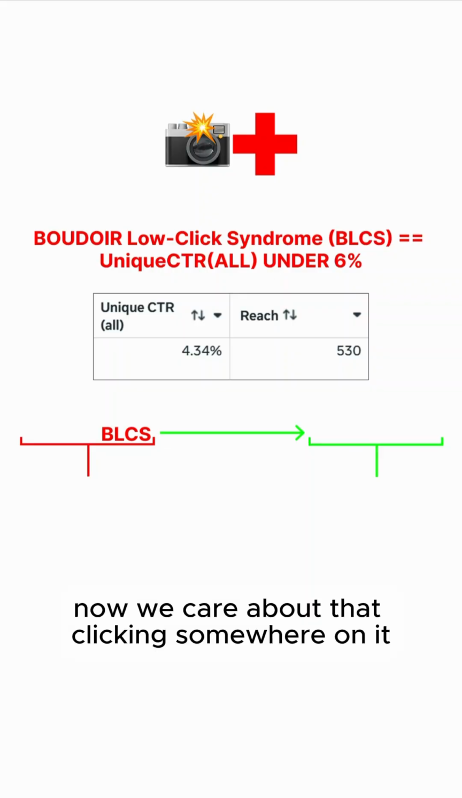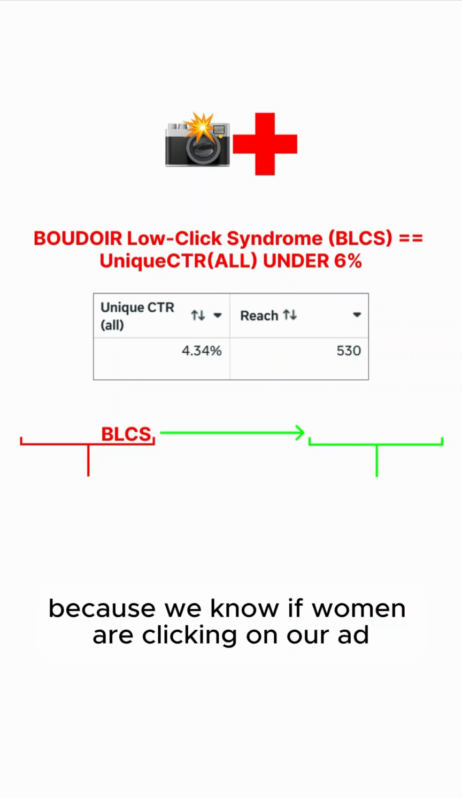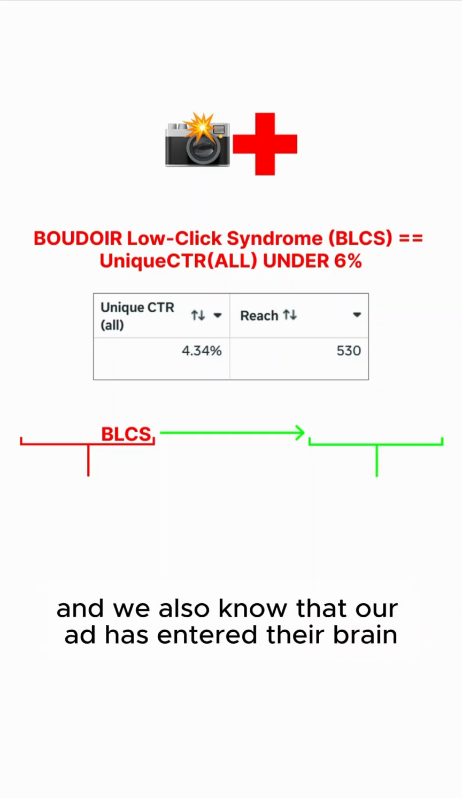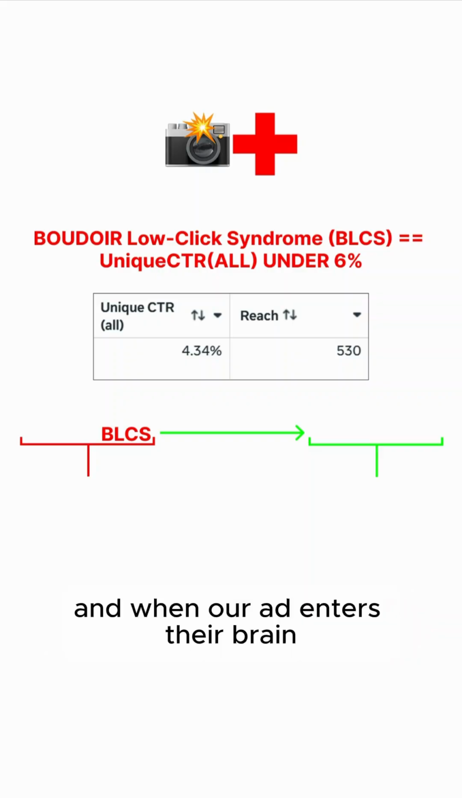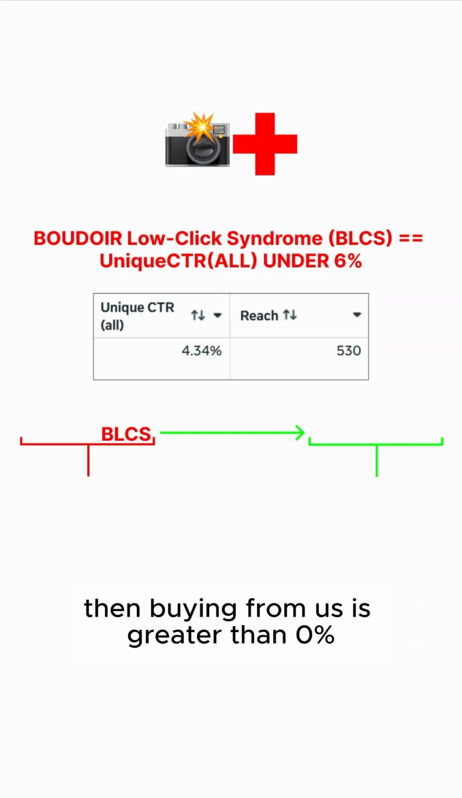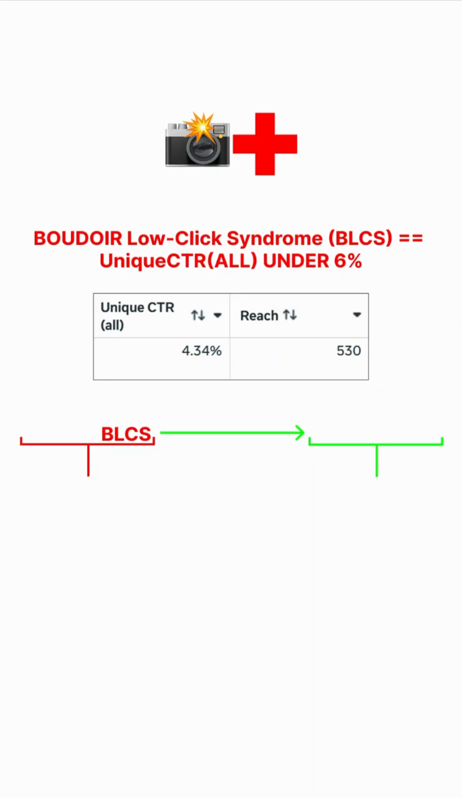And we care about that, clicking somewhere on it. And now we care about this because we know if women are clicking on our ad, then they're not scrolling by. And we also know that our ad has entered their brain. And when our ad enters their brain, that is the only chance that them buying from us is greater than 0%. So we need to get this number up as high as possible.